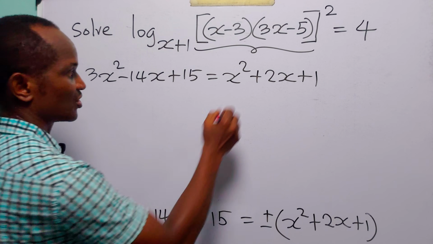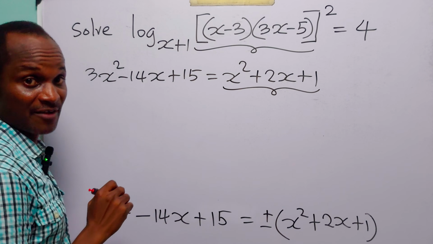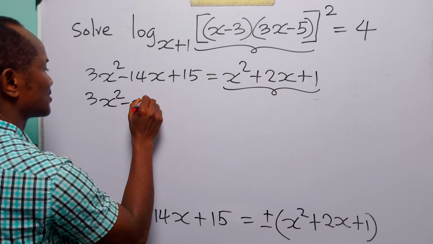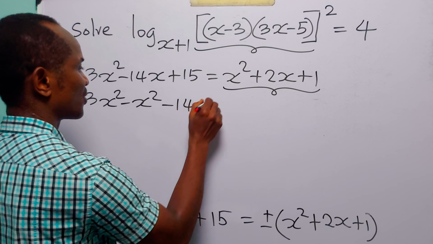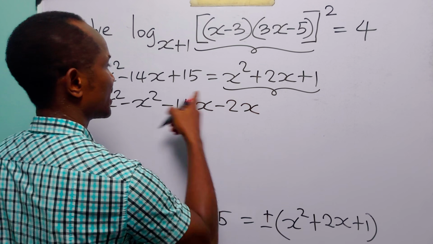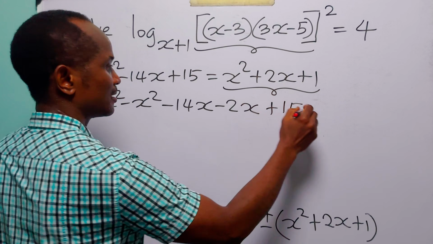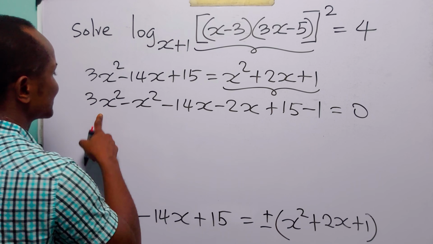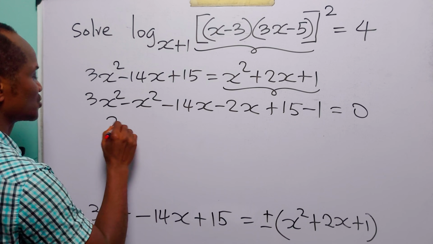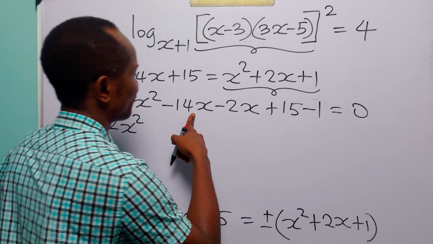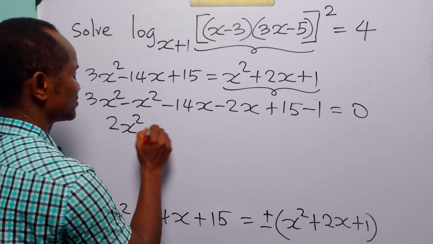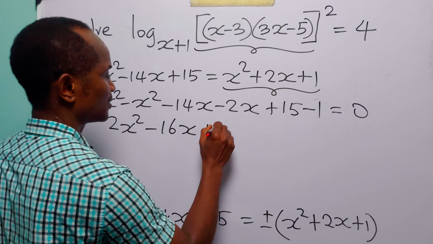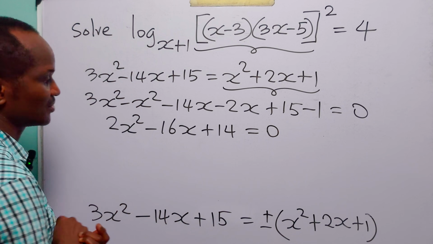Let us rearrange this equation. Let us move these three terms over to the left-hand side. When we do that, we have 3x squared minus x squared minus 14x minus 2x plus 15 minus 1, and of course, now we have 0 on the right-hand side. 3x squared minus x squared is going to give us 2x squared. Minus 14x minus 2x is going to give us minus 16x. 15 minus 1 is equal to 14, and this is equal to 0.